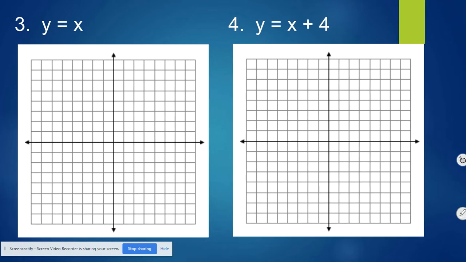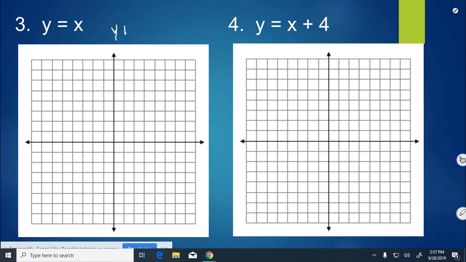Okay, number 3, y equals x. Now, this is a tricky one. In this case, it looks like nothing's really given, but actually, the y-intercept is given as 0. And the slope is 1. How do I know that? Because there would be an invisible 1 right here.